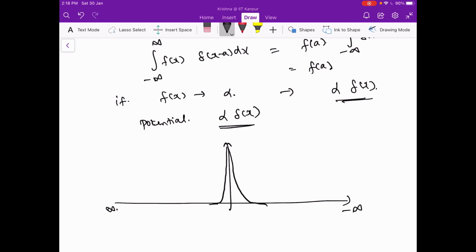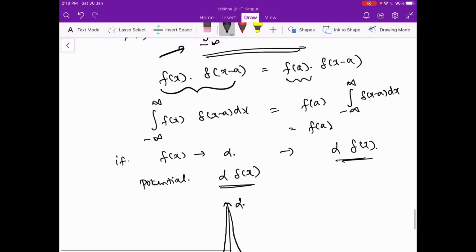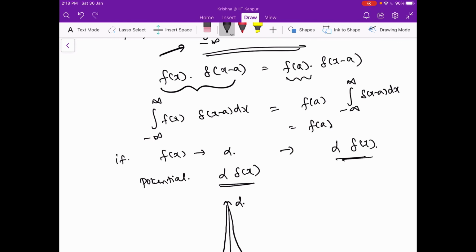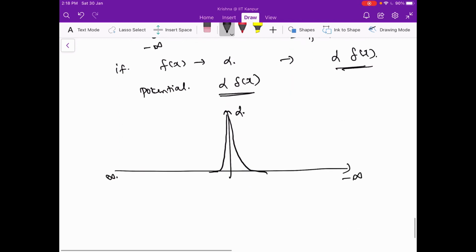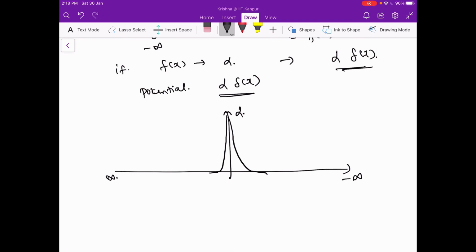So alpha into delta of x. Instead of this guy going to infinity, now this will be alpha. From the way we have defined it, any multiplication of a constant or a function into delta of x should be f of a into delta. Instead of the function going to infinity, it goes to alpha now. And if we have a particle under this particular potential, depending on the value of alpha, you can clearly see that there are different scenarios.